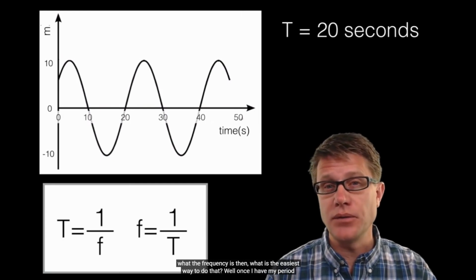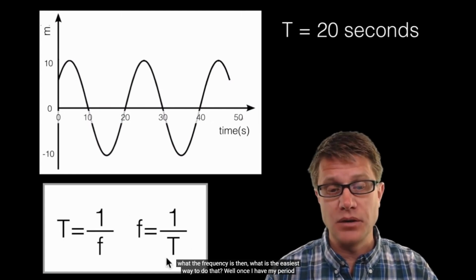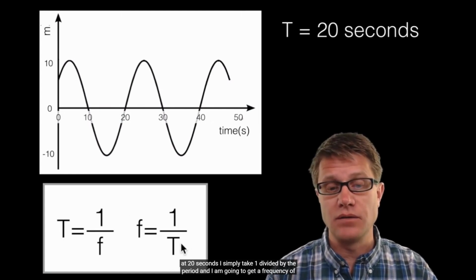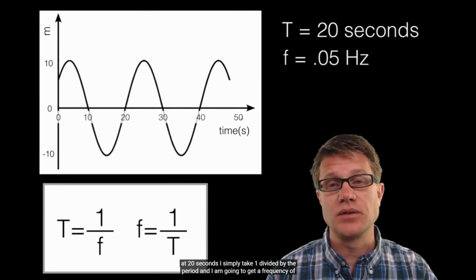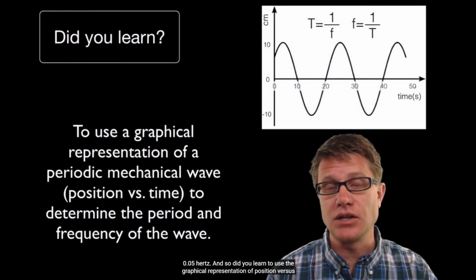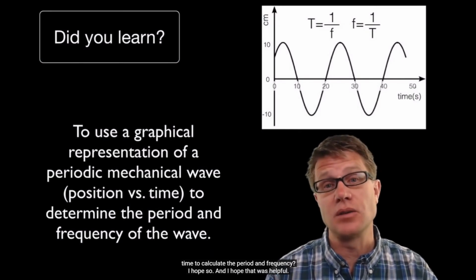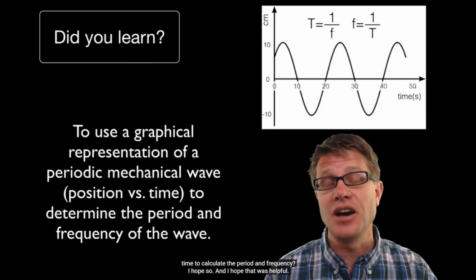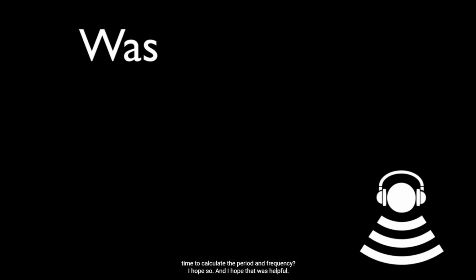If I want to figure out what the frequency is, then what's the easiest way to do that? Well, once I have my period at 20 seconds, I simply take 1 divided by the period, and I'm going to get a frequency of 0.05 hertz. And so did you learn to use a graphical representation of position versus time to calculate the period and the frequency? I hope so, and I hope that was helpful.